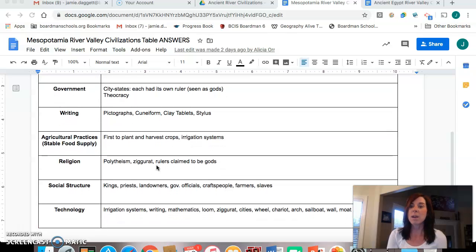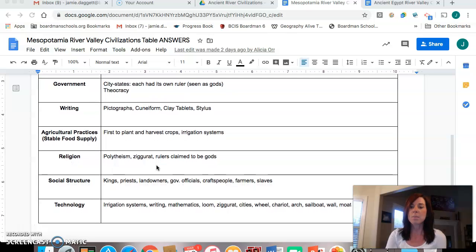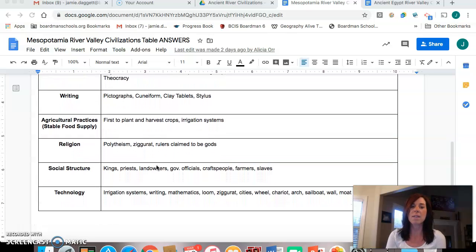For their religion, they were absolutely polytheistic. The ziggurat was the central hub of their religion. That's where the gods lived at the top. Remember, nobody was allowed in there except kings and priests, possibly in the bottom, to bring the gods some gifts.